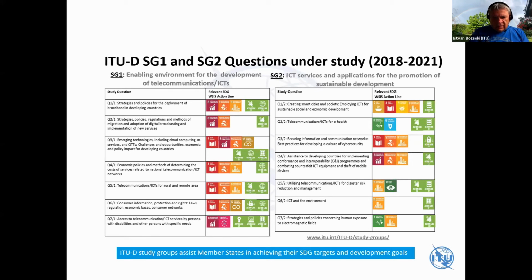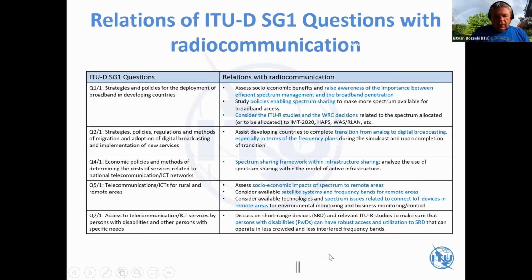Mr. Mazar, who was asking some questions before, is the rapporteur of this group. Here you can see the information on the ITU-D study groups, and they assist the member states in achieving their SDG targets and development goals. Here you can find a little summary of the relations of ITU-D study group 1 questions with radiocommunication. Of course, broadband has a lot of links: efficient spectrum management, broadband penetration, policies enabling spectrum sharing, and considering the ITU-R studies and WRC decisions.